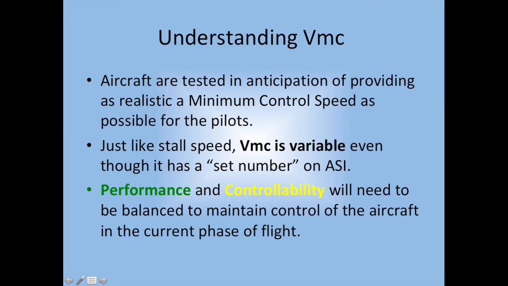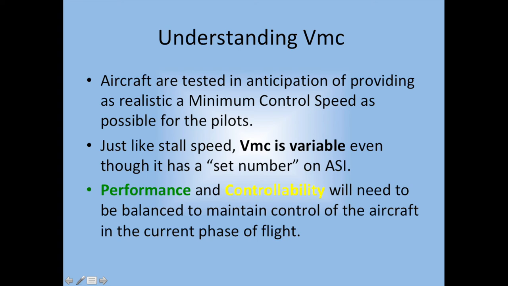When we talk about these, we're really trying to understand the minimum control speed from a manufacturer perspective, from how they are trying to protect the pilots by setting this single speed. So we should recognize that aircraft are tested in anticipation of providing a minimum control speed that is as realistic as possible at a takeoff configuration and scenario. But just like stall speed, VMC or minimum control speed is variable, even though it has a set number, such as 80 knots for the Aztec. It will possibly change. So you have to always keep that in mind, and you really need to be very cognizant and understanding of the factors that are going to cause it to change.